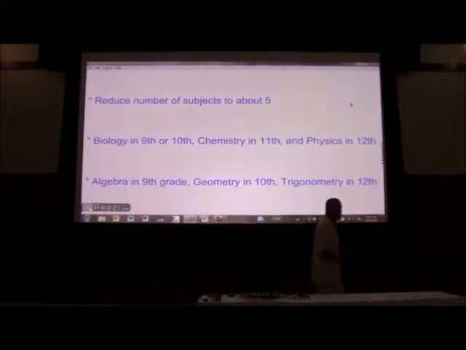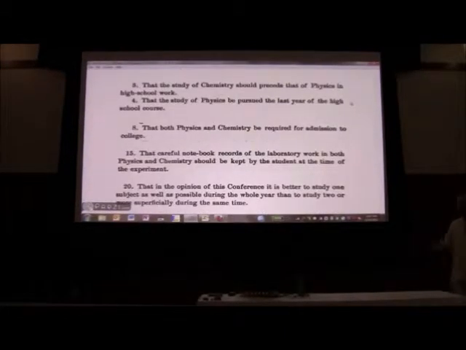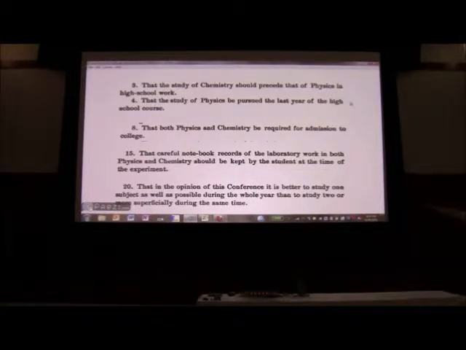That's what they said. And here are some screenshots from the original document. That the study of chemistry should precede that of physics, that the study of physics should be pursued the last year of high school. Right? We have a physics first movement in the United States. It took about 110 years in order to change what the Committee of 10 arbitrarily said at that time, that both physics and chemistry should be required for admission to college.